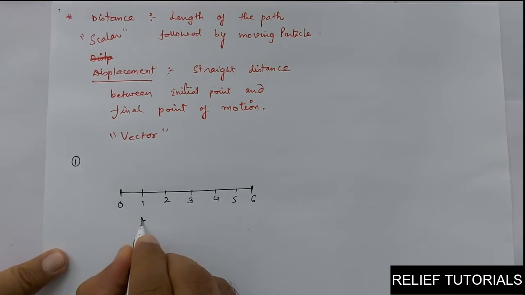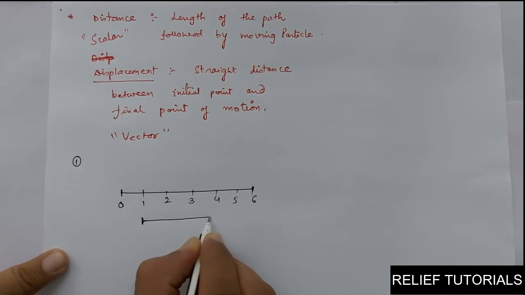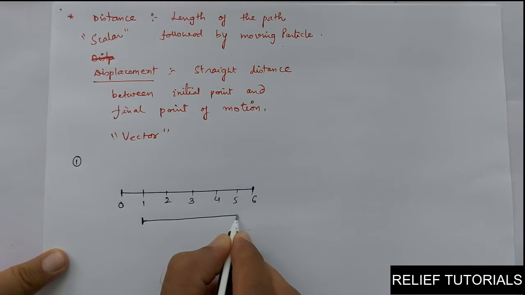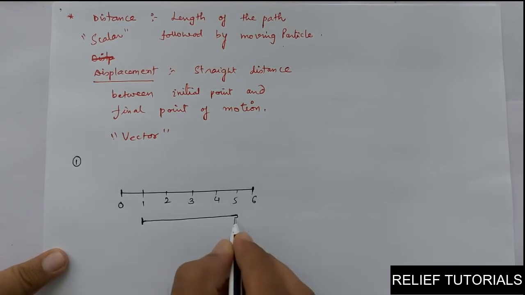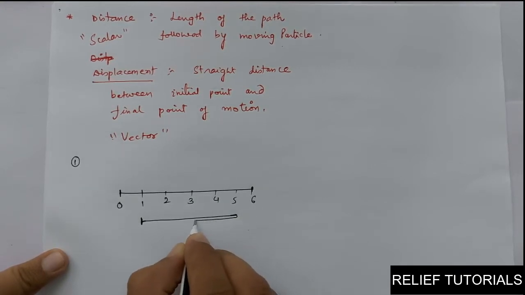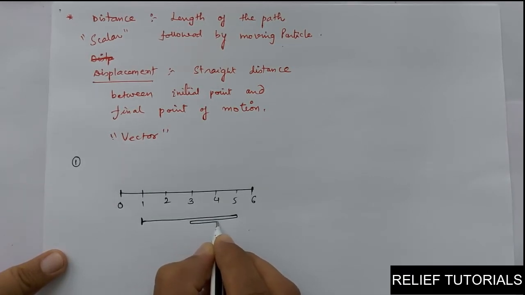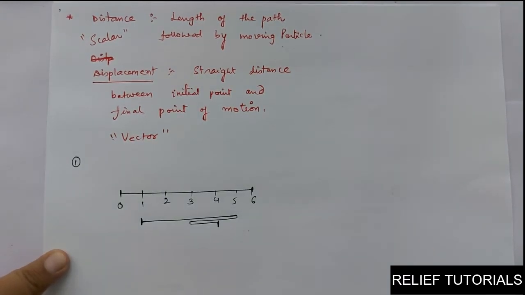So, first I go to bungalow number 5. My final destination is 4, but I went to 5 first of all. Then I take a U-turn and go to 3, and again I take a U-turn from here and finally reach bungalow number 4. So in this case, find the distance and displacement.